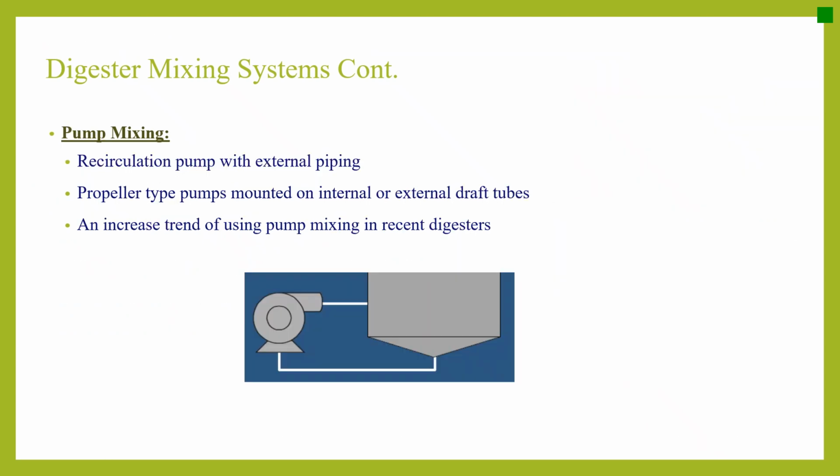Then there is pump mixing. That is done by recirculation pumps with external piping, usually propeller-type pumps mounted on internal or external draft tubes. And there is an increased trend of using pump mixing in recent digesters.